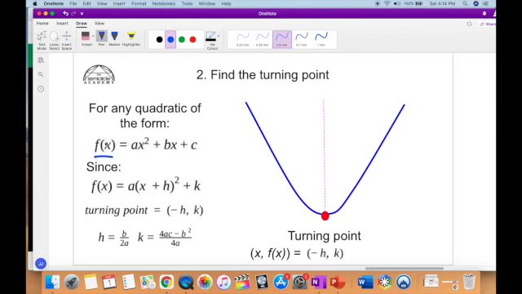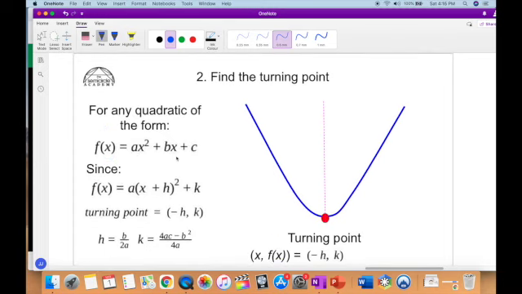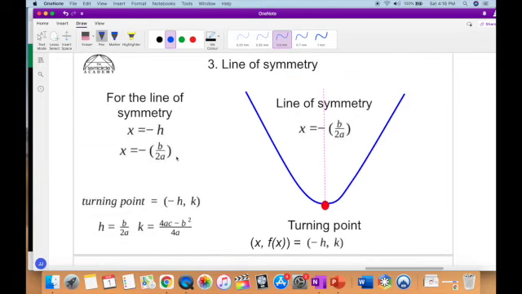This f of x thing is just another way of saying y. In the next topic, we're actually going to be talking a lot more about this f of x thing. But wherever you see f of x, just pretend that it's y. So over here, this coordinate x, f of x, is the same as saying x, y. That's easy enough, and we already know how to find the roots, right?